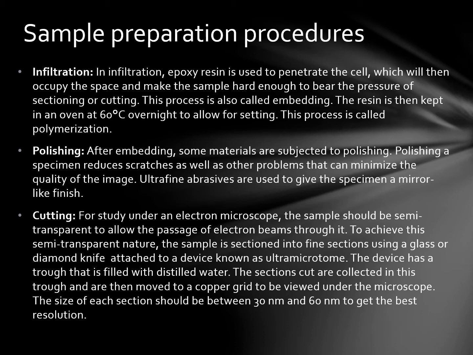For study under an electron microscope, the sample should be semi-transparent to allow the passage of electron beams through it. To achieve this semi-transparent nature, the sample is sectioned into fine sections using a glass or diamond knife, normally attached to a device known as an ultramicrotome. Once the sections are cut, they are moved to a copper grid to be viewed under the microscope.